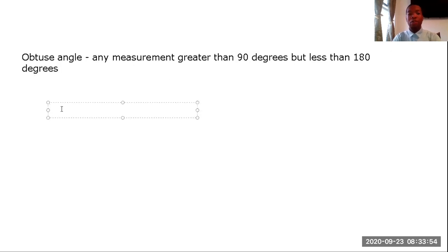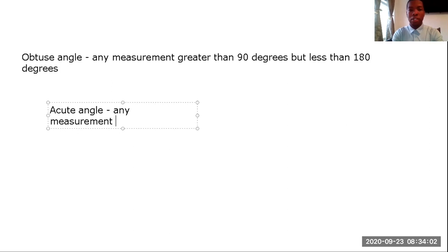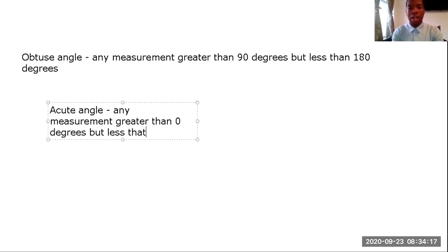Right? If we do the other one, it's called an acute angle. And that's any measurement greater than 0 degrees but less than 90 degrees.